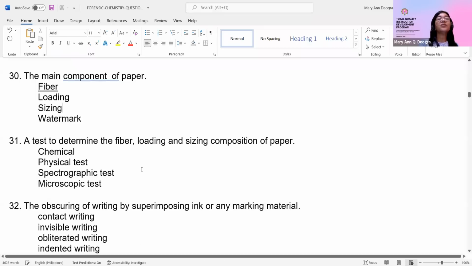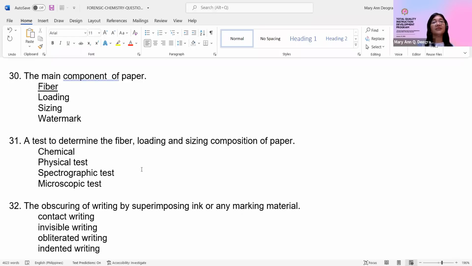A test to determine the fiber, the loading, and the sizing composition of paper. Ano sagot? Ang sagot dyan? Letter A. Okay, chemical. So, chemical test ang tawag dito.